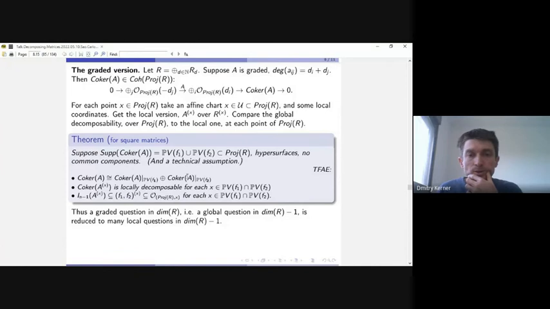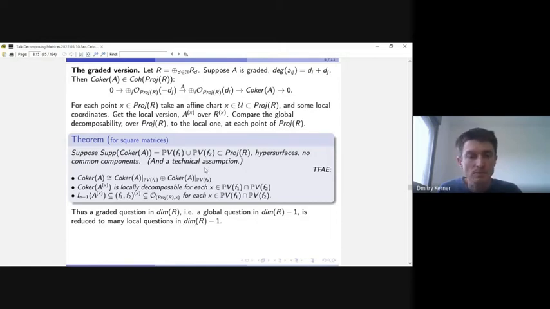Yes, so once again, we wanted to decompose A over the ring R. This is a graded question in this dimension, or if you wish, it is a global question on proj R. And this statement reduces the global question to many local questions.